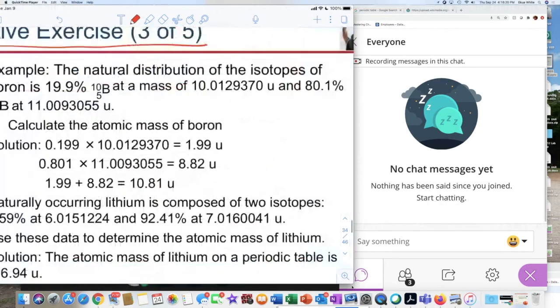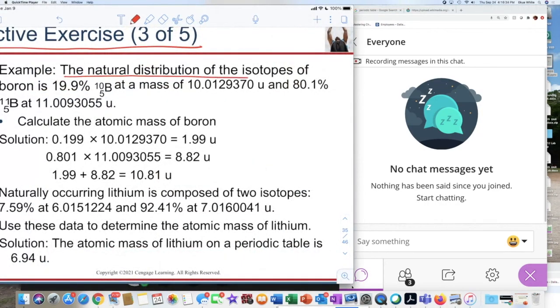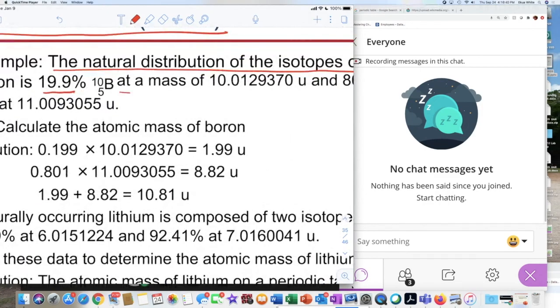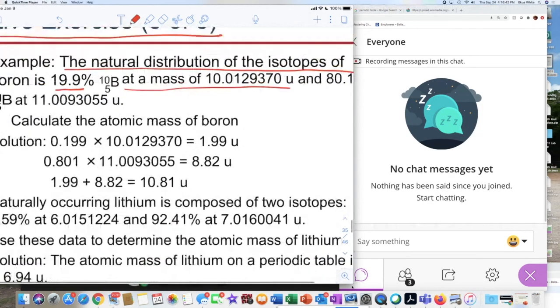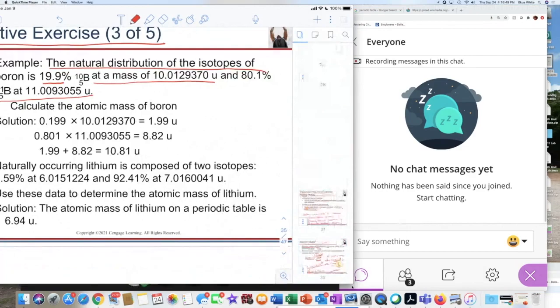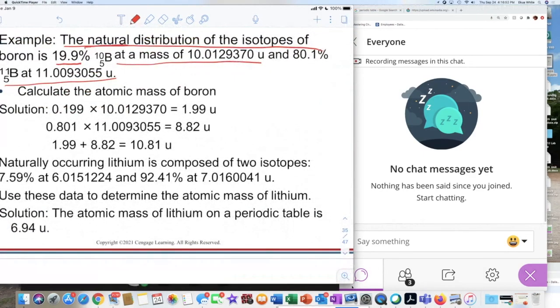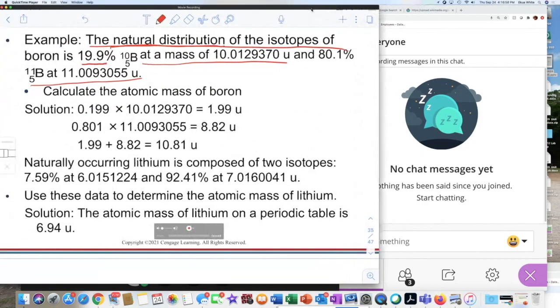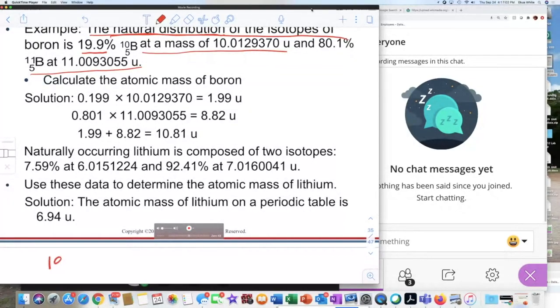So now we're going to be working on this: the natural distribution of the isotopes of boron is 19.9% boron 10 at a mass of, this is the specific mass, and 80% of boron 11. Let me pull up a page and we'll work this out. Natural distribution means if you go out and naturally find boron, this is the percentage you will see. One of the borons will be 19.9%, and this is the boron that has a mass of 10.012937 units. Jeez, that's a long number.